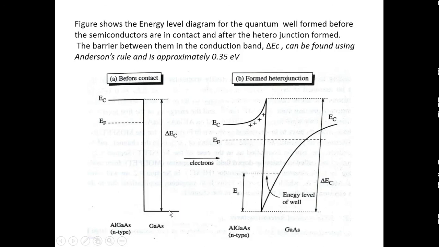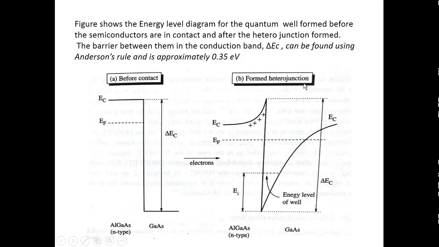So this is the N-type aluminum gallium arsenide, this is the gallium arsenide, and this particular heterojunction, when it is formed, produces an electric field between them due to the crossing of electrons from the N-type material to the undoped gallium arsenide. That electric field causes this bending of the two bands.